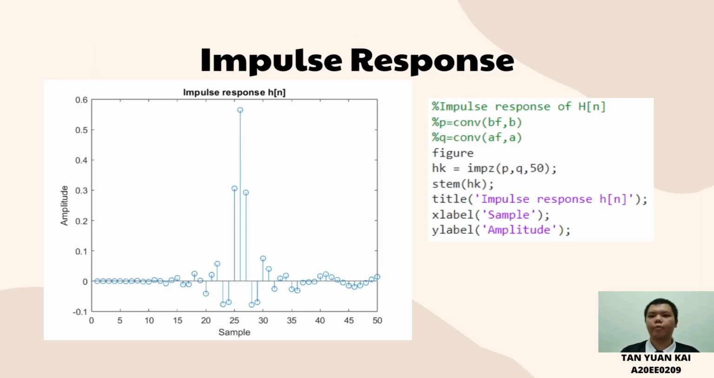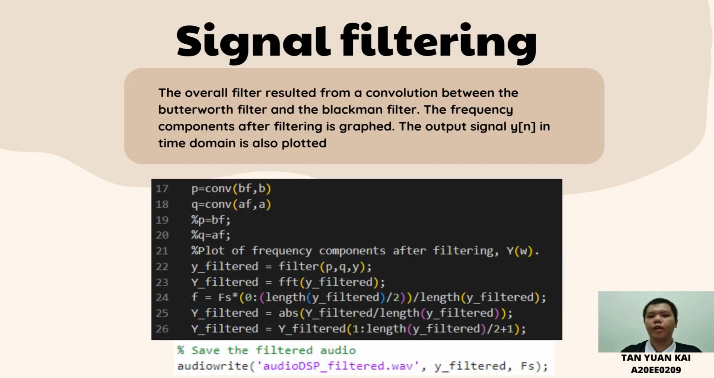Next, the impulse response of h[n] is plotted in MATLAB using stem(Hk), where Hk is equal to impz(P,Q,50). P and Q are found before, where 50 is the length of the filter. Generally, the overall filter is the convolution between the Butterworth filter and the Blackman filter, which is the FIR filter, due to the filters being connected in cascaded form.